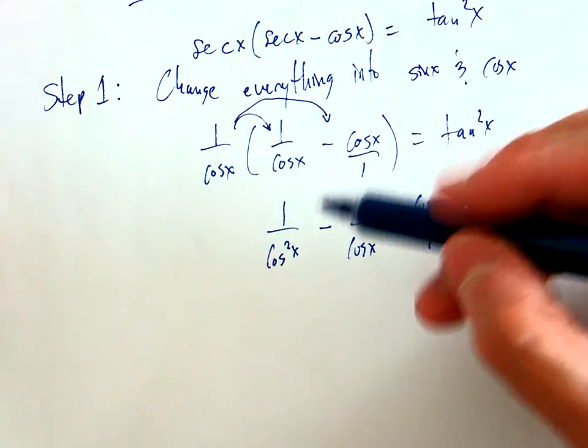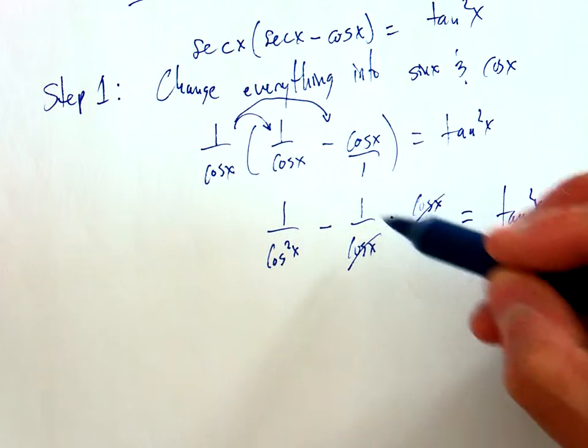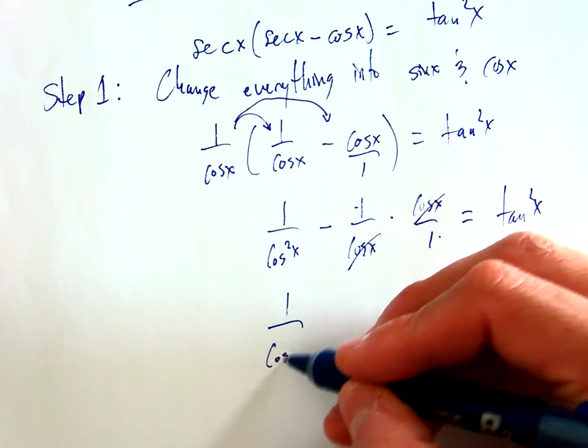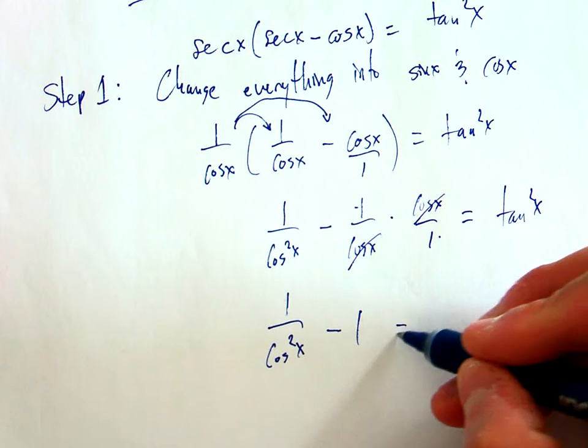And if we notice here, these cancel out. You're just left with 1 over 1 is 1. So you're left with 1 over cosine squared x minus 1 somehow is equal to tangent squared x.